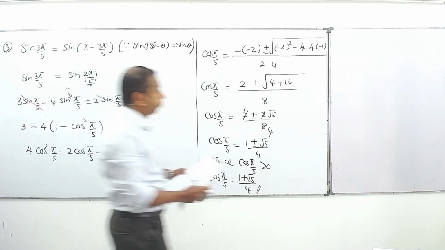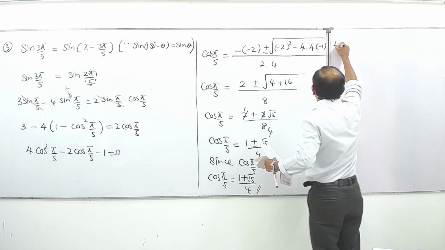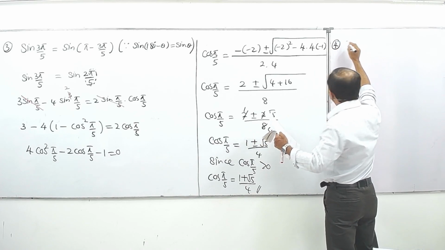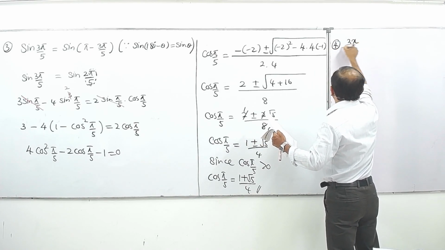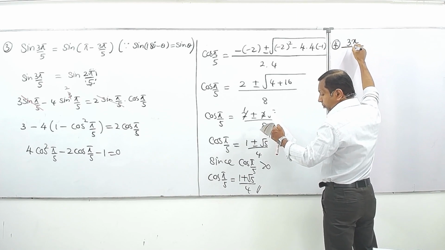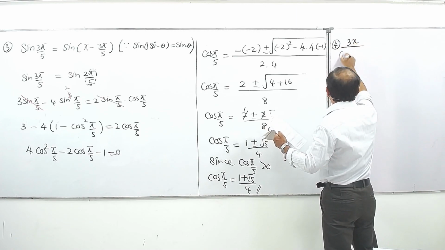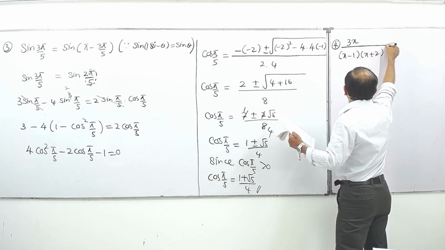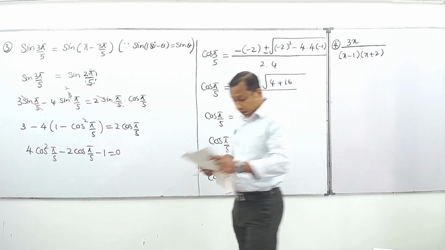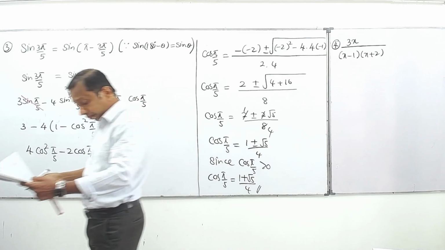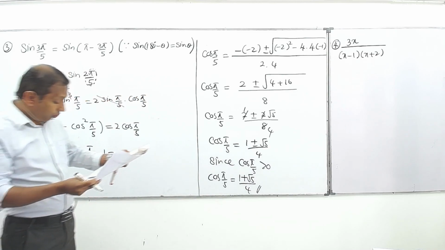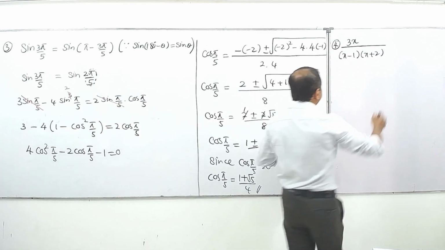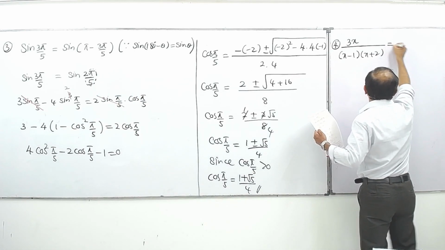Question number 4. Partial fraction part. Express this in partial fractions. 3x over x minus 1, x plus 2, no. The denominator contains non-repeating linear factors. 3x upon x minus 1 into x plus 2. Right. Now write partial fractions.